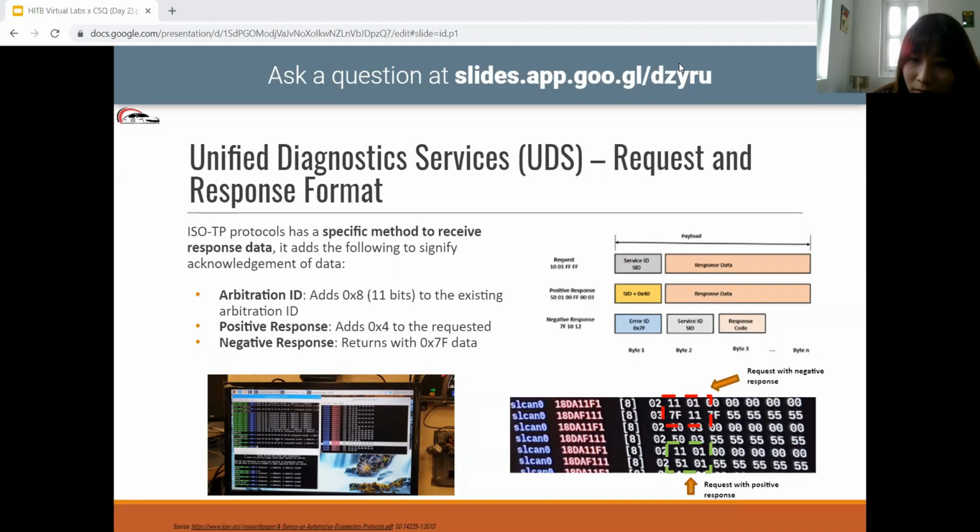And then from the 1101, you can see we are sending out to the receiver, but we receive a negative response back, which is 7F. So all negative responses return 7F data, and all positive responses will return back 1101 plus 40. So you receive 5101.